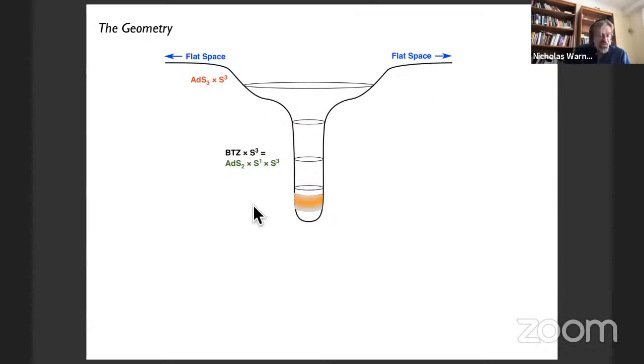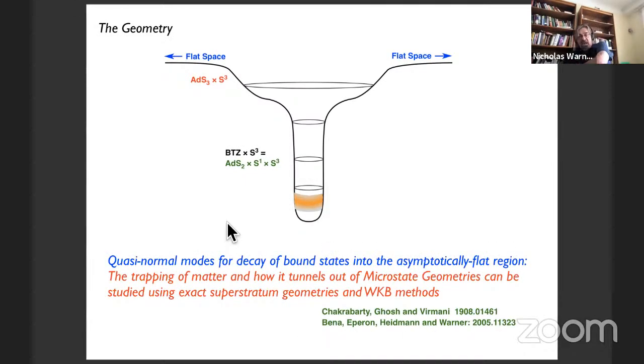The kinds of things that were analyzed by Eperon, Reall, and Santos were rather simple microstate geometries, and they certainly weren't these deep scaling microstates. And now you can look for the quasi-normal modes that represent the decay of bound states in the cap into the flat space reservoir that sits at infinity. And you can actually do it quite accurately using a generalization of WKB methods. There's a little subtlety there that I'm not going to go into. And in fact, it goes back to some earlier work by Chakrabarty and others, and then we followed up on this.